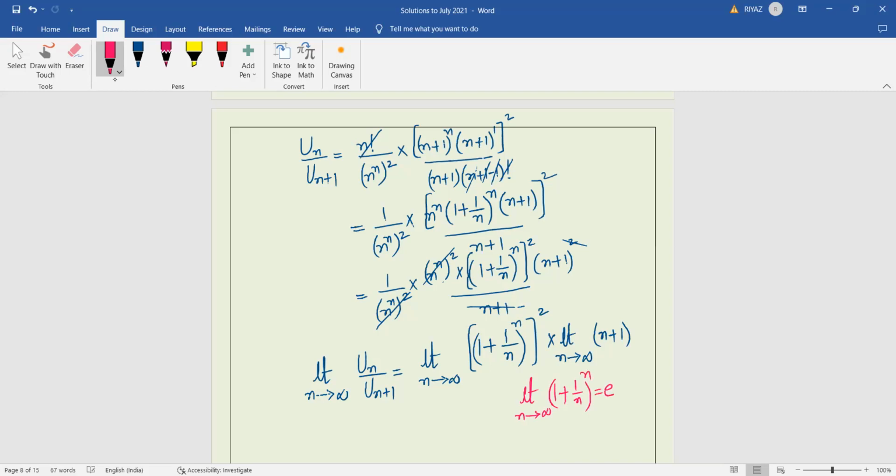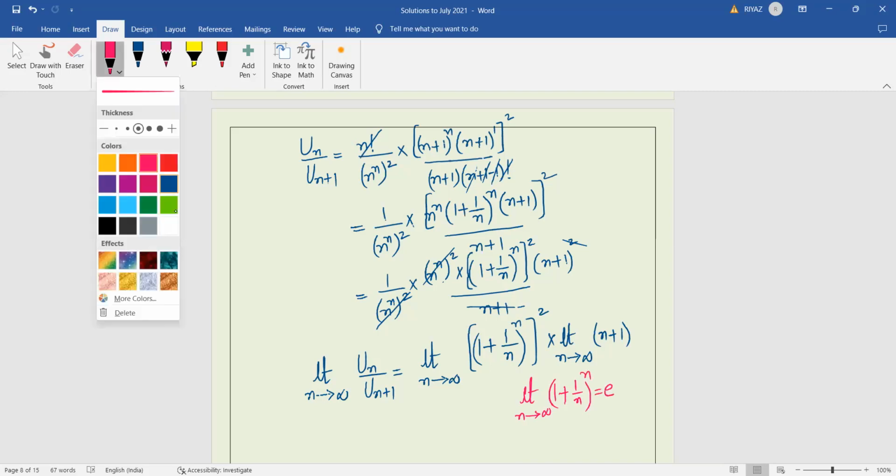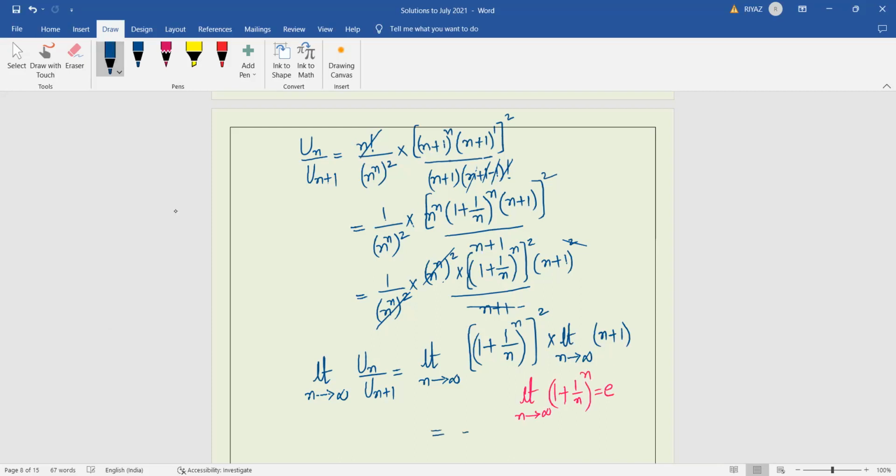So how much is it? The first answer is e, so e square, and this becomes infinity, n tends to infinity, infinity plus 1 is infinity. So e square is e square only, but if you multiply with infinity you get the answer infinity, which is greater than 1. Infinity is greater than 1, right?